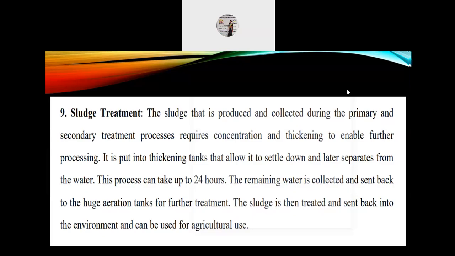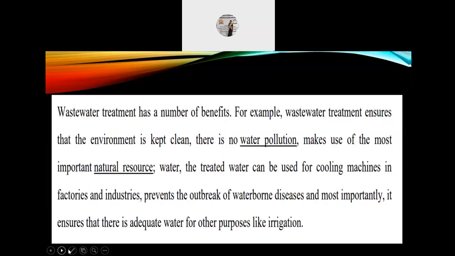The remaining water is collected and sent back to the huge aeration tanks for further treatment. The sludge is then treated and sent back into the environment and can be used for agricultural use.